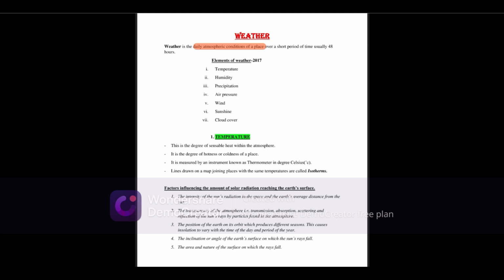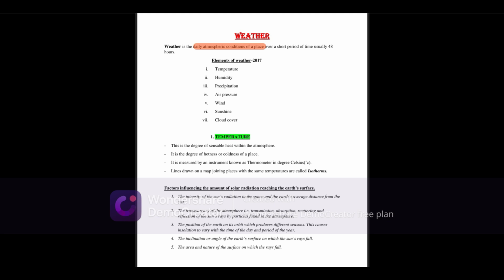And also you need to state the period of time, because we also have a comparison between weather and climate. So for weather, it is for a short period of time, and it is estimated to be a period of 2 days or roughly 48 hours. Now, you can also be told to differentiate between weather and climate. So the key difference is, weather is a daily atmospheric condition of a place, but climate is the average weather condition of a given place for a long period of time.